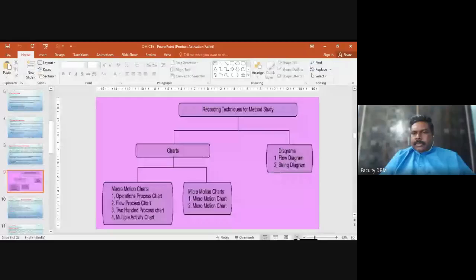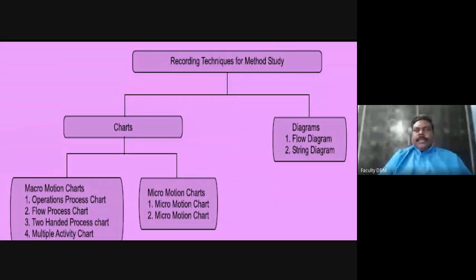So we were discussing these recording techniques. Here, recording techniques of method study, or the charts. We have some different types of charts, and we have the diagrams. In diagrams we have two types of diagram, that is flow diagram and string diagram. Using the string we are going to draw.